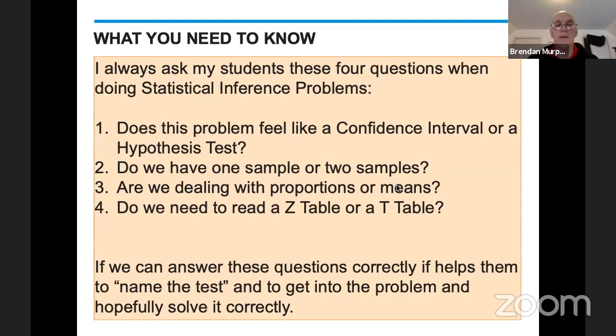And then finally, do we need to read a Z table or a T table? Or you could clearly go to your calculator and find the right values. But some students like to read tables. I think last week I said I was a little old school perhaps, and I still teach reading a table. But if you're good using your calculator, that's okay too. So if we can answer these 4 questions correctly, it helps them to quote unquote name the test, and I'll model that later today. Perhaps get into the problem, and hopefully we solve it correctly.